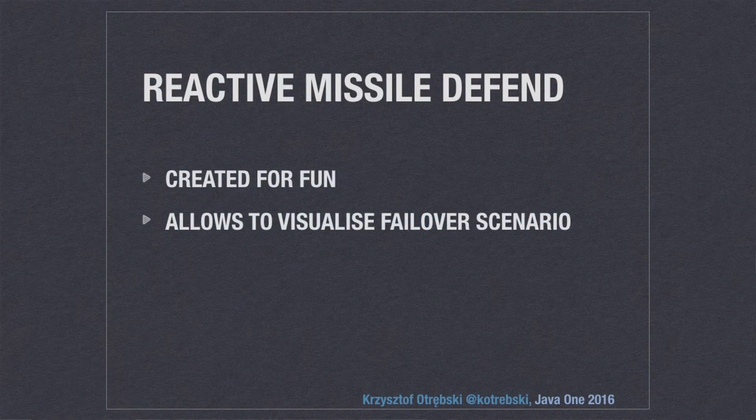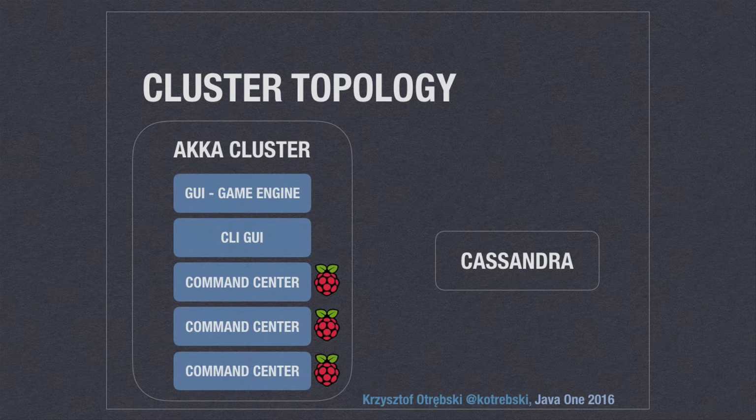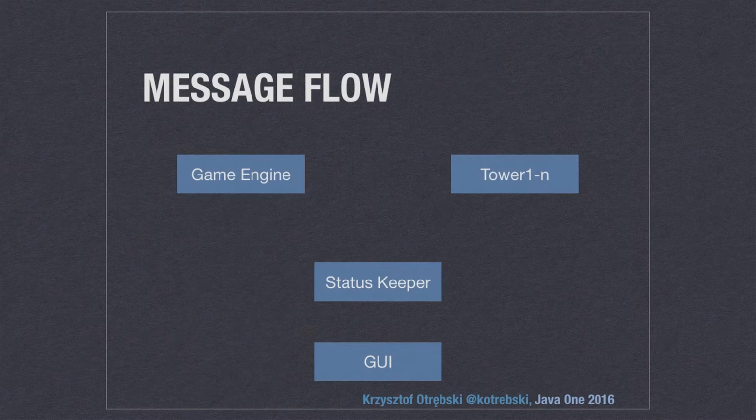OK, and this application, Reactive Missile Defend, I created for fun after some advanced Akka training. It helps me to visualize what is going on in an Akka cluster in terms of failures. My cluster has 3 Raspberry Pis, and I have 2 nodes running on my Mac. It's a command line GUI and a GUI in Swing, which is also running the game engine. And I have Cassandra as persistence.